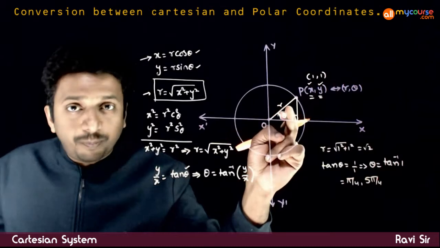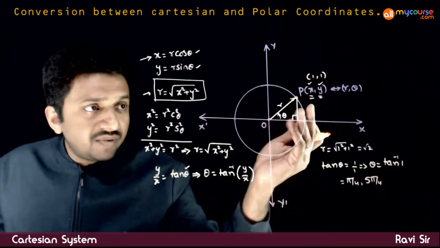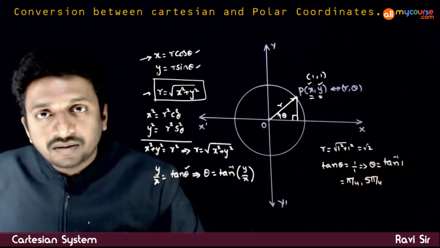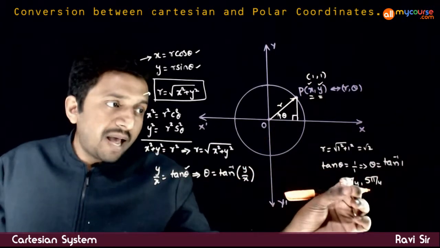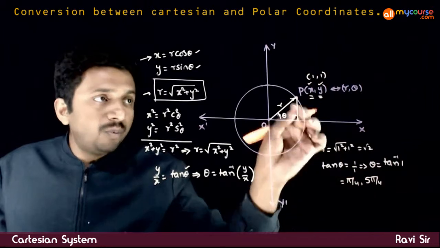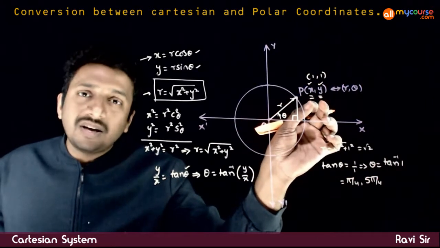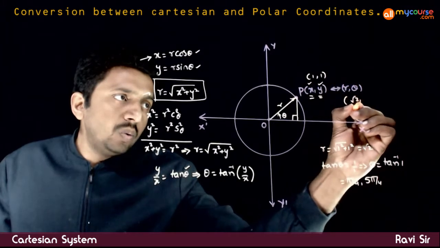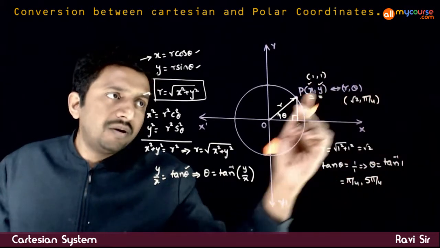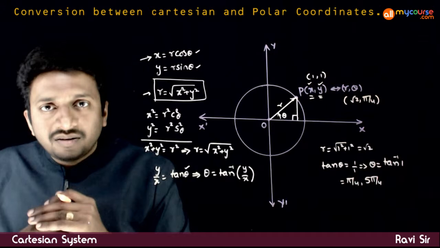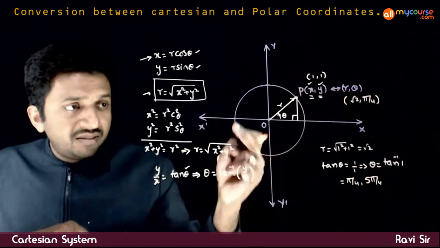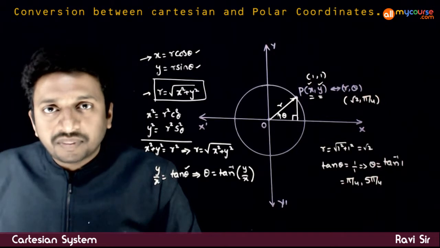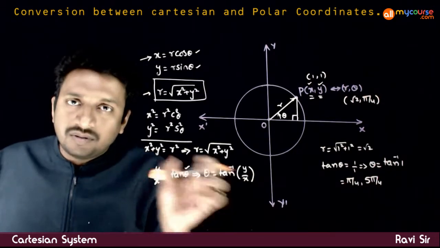So corresponding to pi by 4 as well as pi plus pi by 4, tan theta value will be equal to 1. But pi by 4 and 5 pi by 4 both will not be the correct answer for this point. The correct answer for this point will be root 2 comma pi by 4, because this point is in the first quadrant. If the point would have been in the third quadrant, then root 2 comma 5 pi by 4 would have been right. So directly I cannot use this.